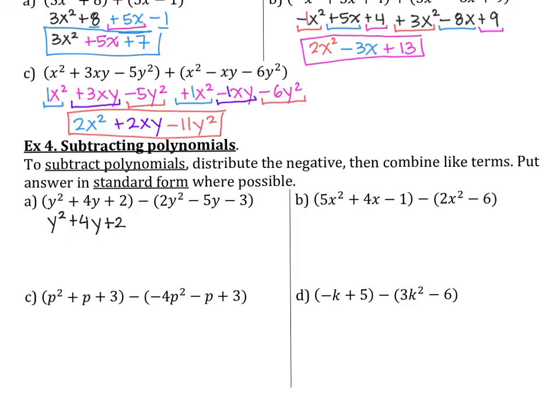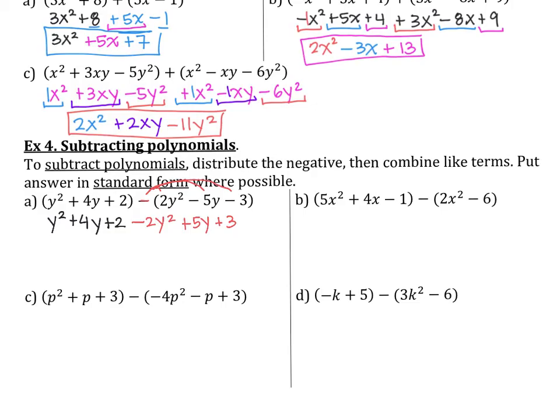Okay, now for the next one, there is a negative here, so I'm going to distribute the negative. So now this is negative 2y squared. If I distribute a negative and it's already negative, it makes it a positive 5y. And if I distribute a negative to a negative 3, it makes it a positive 3. So it changed all the signs on the second polynomial.